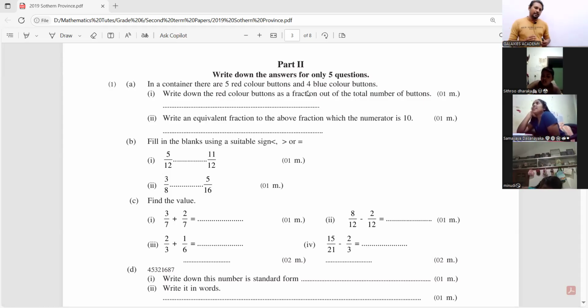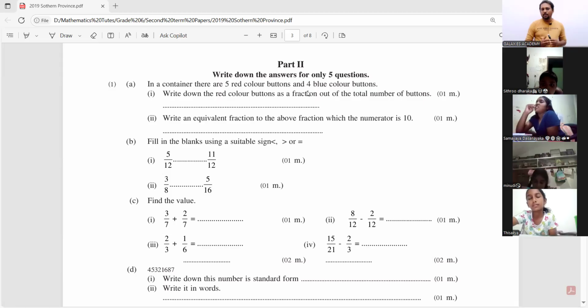Right? Container means a vessel, භාජනයක්. භාජනයක තියනවලු red color buttons 5ක්, blue color buttons 4ක්. Then how many total buttons are in this container? 5 and 4, 9 buttons, no? 9 buttons. Then the first part asks, write down the red color buttons as a fraction out of the total number of buttons. Right? Red color buttons වල fraction එකක් විදියට ලියන්නලු total එකෙන්.